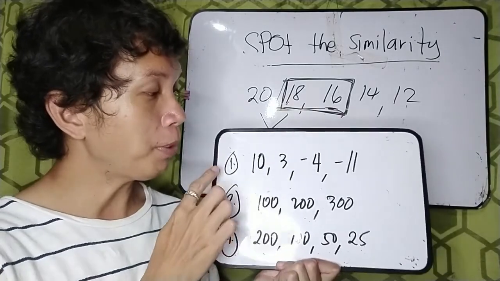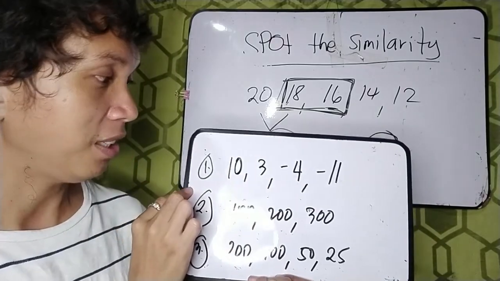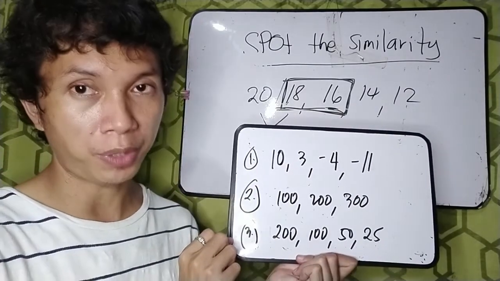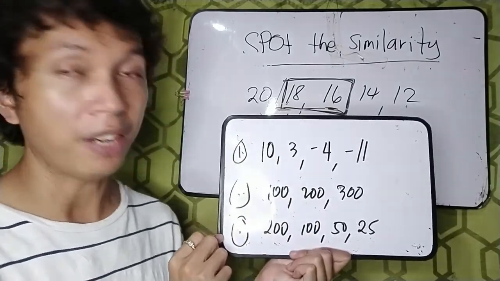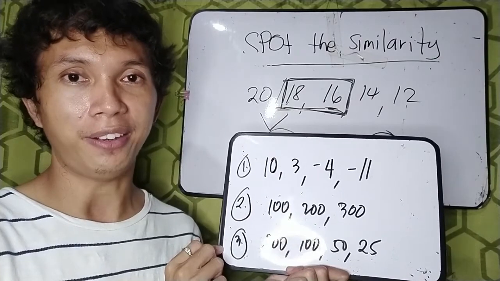Okay? So for number 1, we have 10, 3, negative 4, and negative 11. Number 2, 100, 200, 300. Number 3, we have 200, 150, and 25.